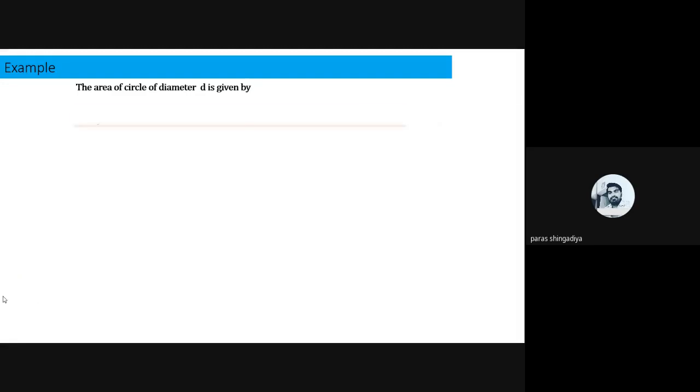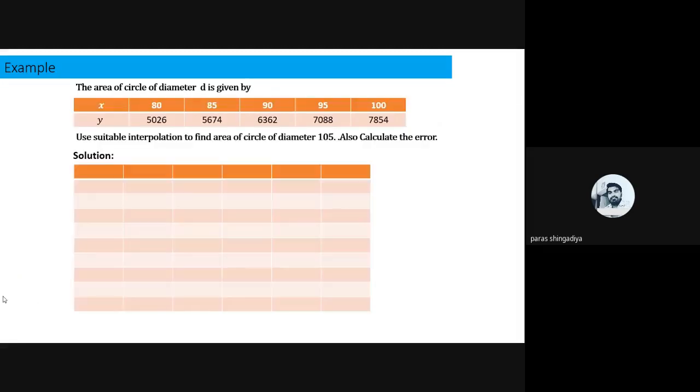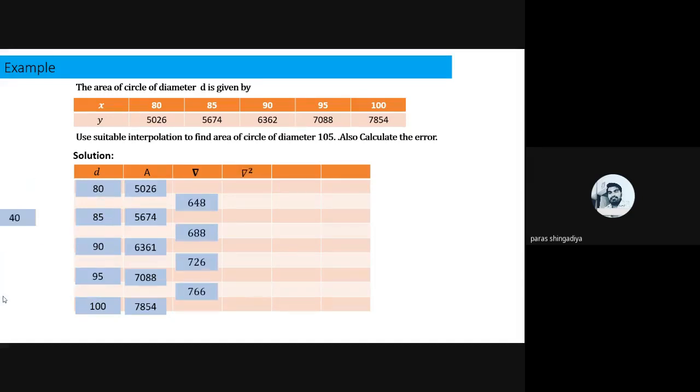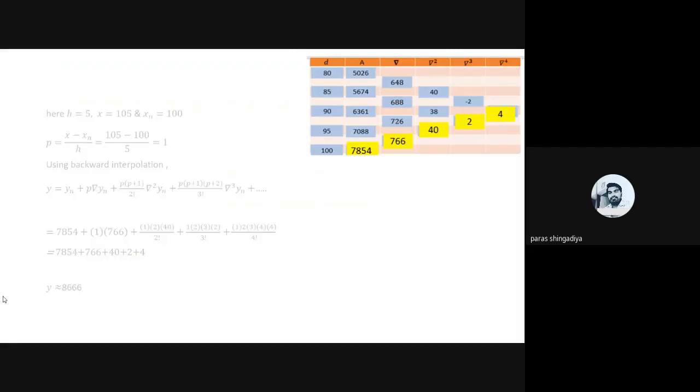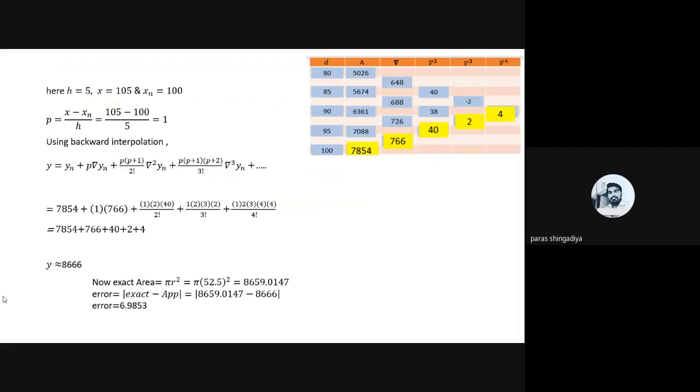The second one is the diameter example, where the area of a circle is given, and here we also calculated its error in the last lecture. If we have the exact answer of the given mathematical model, then by using this formula, error is equal to exact minus approximate answer, we can check the error. That tells how much error lies in this interpolation answer.